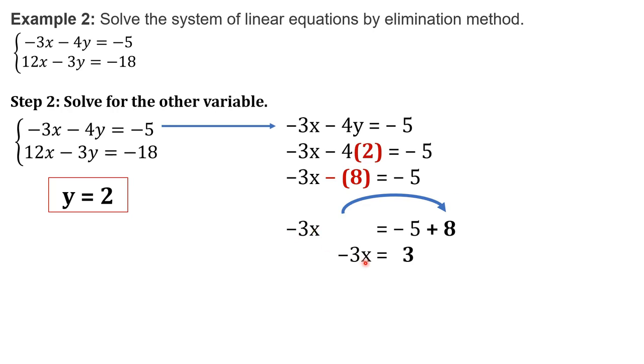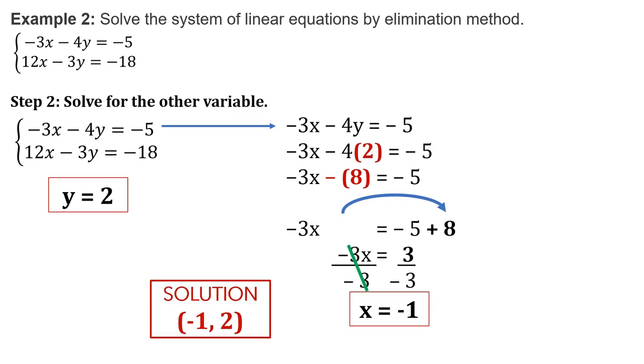Copy negative 3x. After that, we are not yet done. Since we are solving for x, then it means we have to eliminate this negative 3. To cancel it, just divide both sides by negative 3. Okay, then cancel. 3 divided by negative 3 will give us negative 1. Therefore, the value for x is negative 1. So the solution for this system of linear equations is negative 1 and 2. Negative 1 for x and positive 2 for y.